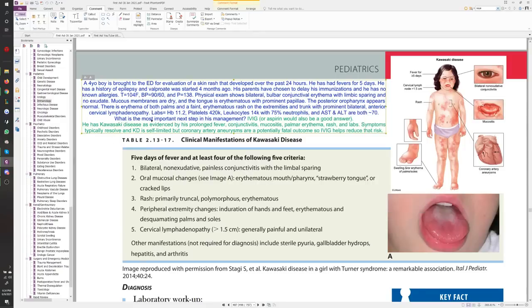All right. What is the most important next step in his management? And the correct answer was IVIG. They didn't have an answer choice that said IVIG and aspirin, which would be the ultimate correct answer choice, nor did they have just aspirin.